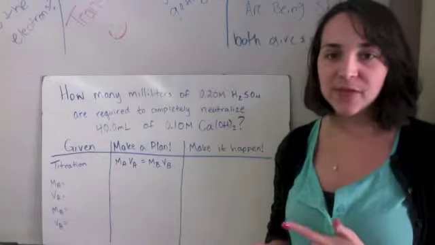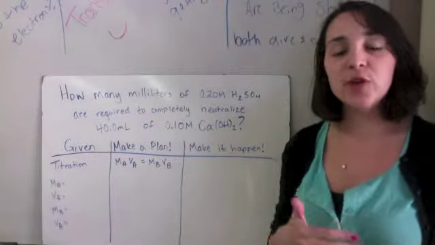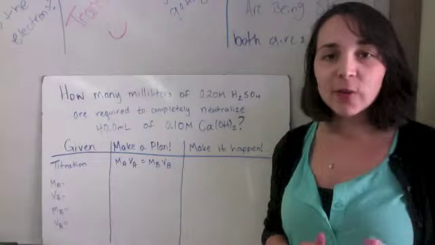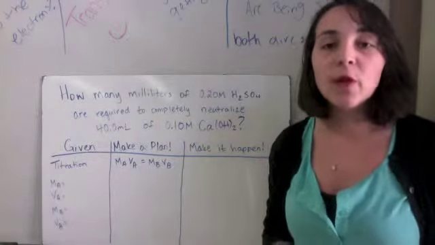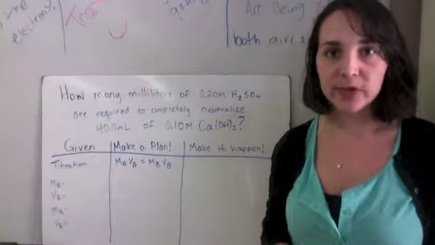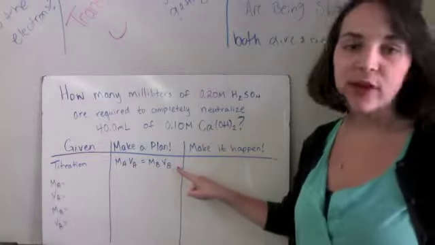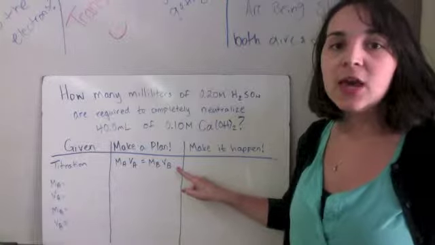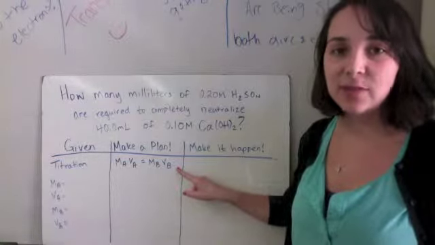All right, so in this video, what we're going to be doing is reviewing the titration work that we did today in class. So whenever we have a titration problem, we know that we're going to use one particular formula. And that's the formula that I've written on the board here. MA times VA equals MB times VB.